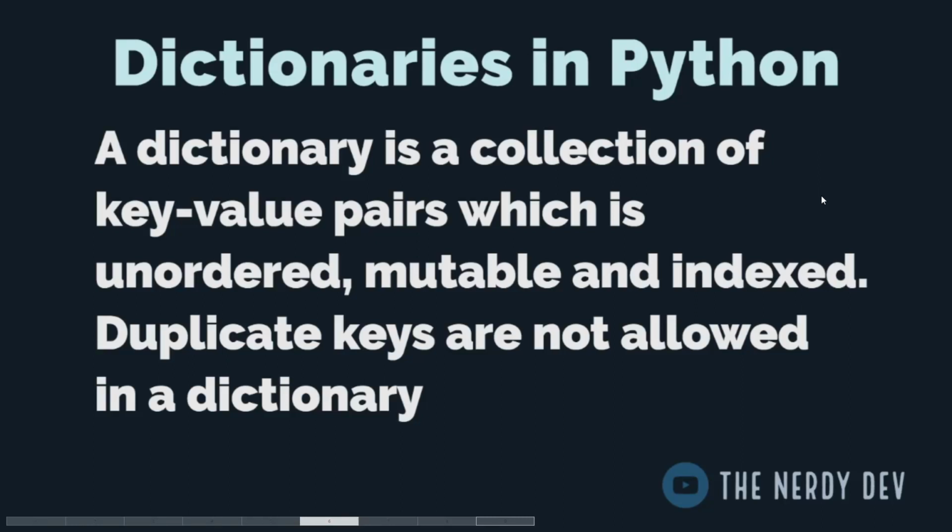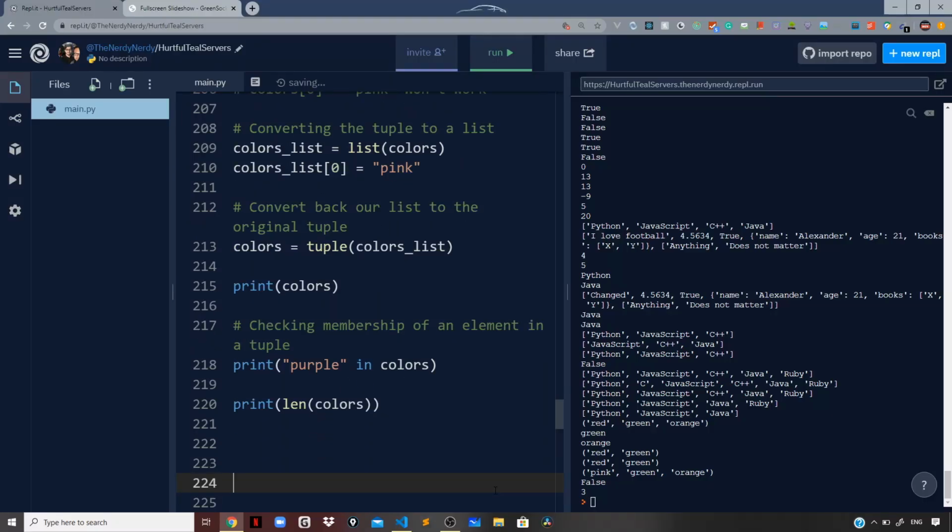In this video, we'll learn about a collection that you will most frequently encounter in your working with Python, and that is a dictionary. So first, let us define what a dictionary is in Python. A dictionary is a collection of key value pairs which is unordered, mutable so that you can change them, and indexed so duplicate keys are not allowed in a dictionary. So back in my editor, let us learn about dictionary.